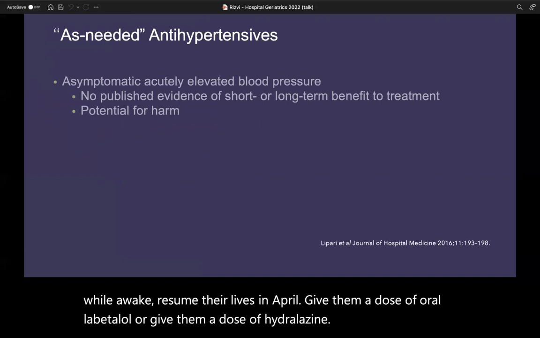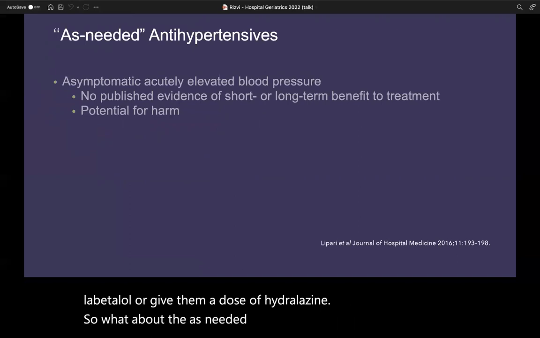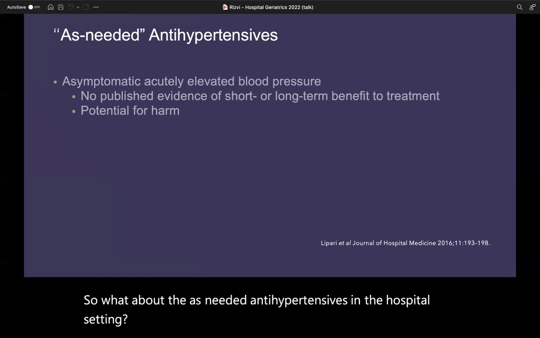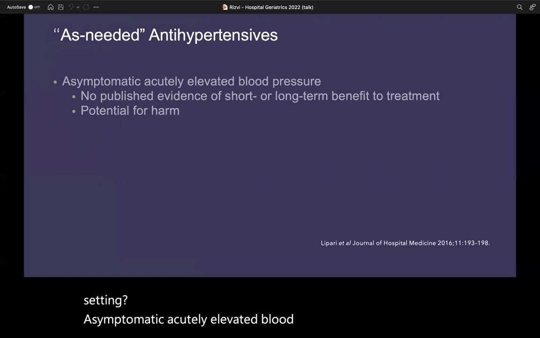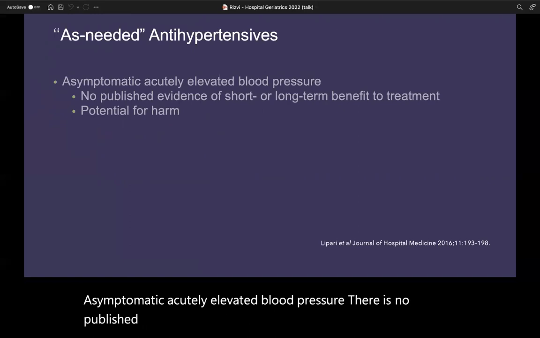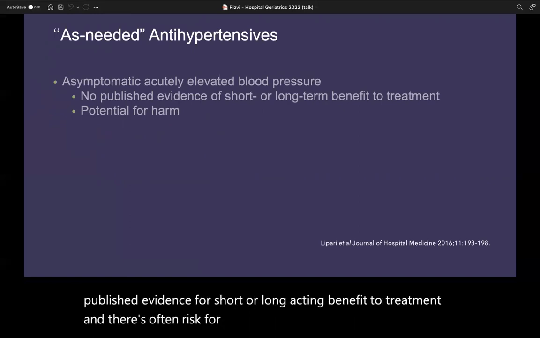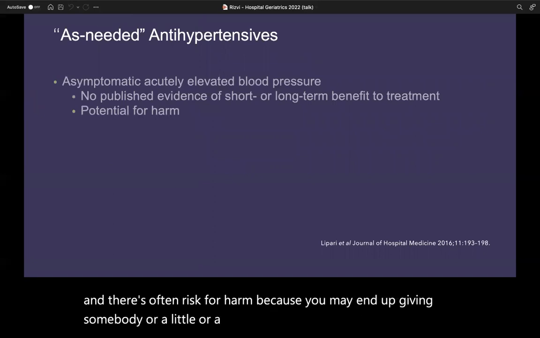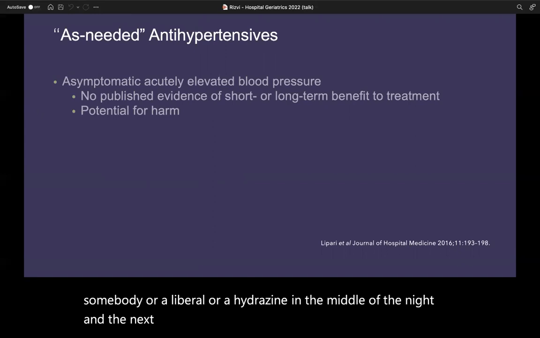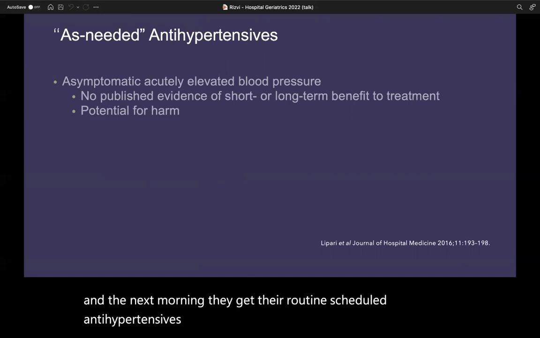So a word about as-needed antihypertensives in the hospital setting. For asymptomatic acutely elevated blood pressure, there's no published evidence for short or long-acting benefit to treatment. And there's often risk for harm because you may end up giving somebody oral labetalol or hydralazine in the middle of the night, and the next morning they get their routine scheduled antihypertensives, therefore resulting in bradycardia or hypotension and a fall event in the hospital.